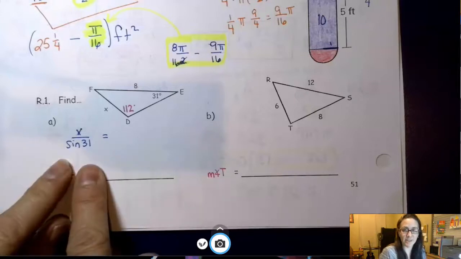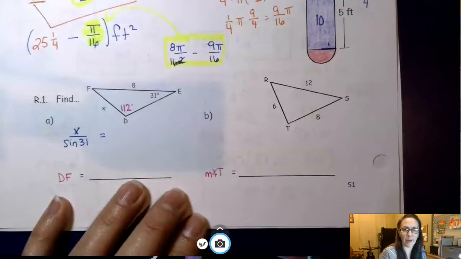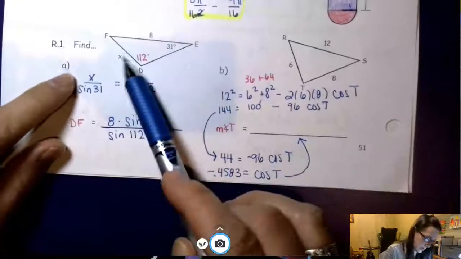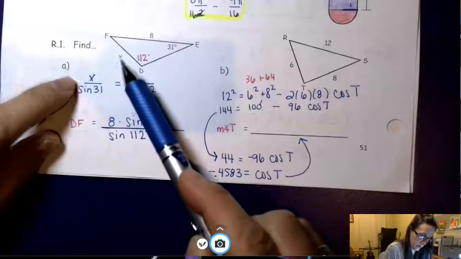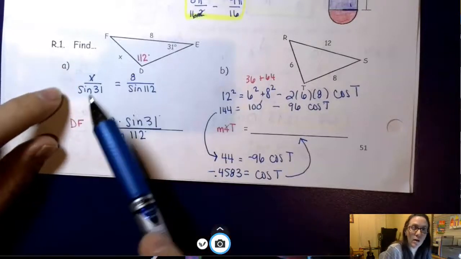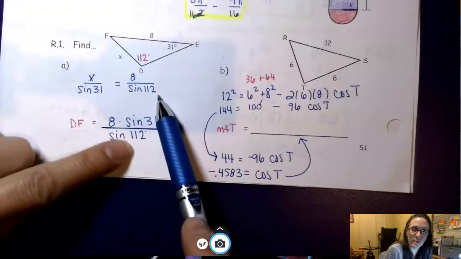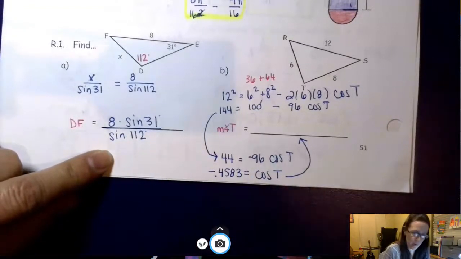Starting my law of sines here, I'm going to do the setup for this, and I'm going to write the setup over here, and then I'll be back. Okay, I'm going to talk through some of the work. It was x over sine of 31 equals 8 over sine of 112. I'm looking for the x, so that goes up top. Multiply both sides by sine of 31 here, so I get 8 times sine of 31 over sine of 112. I'm going to put that in my calculator in just a minute.